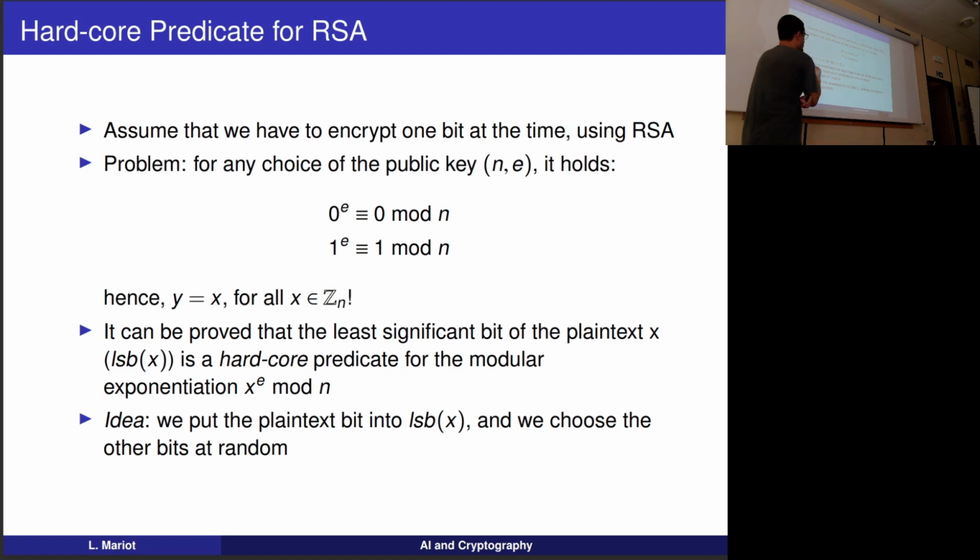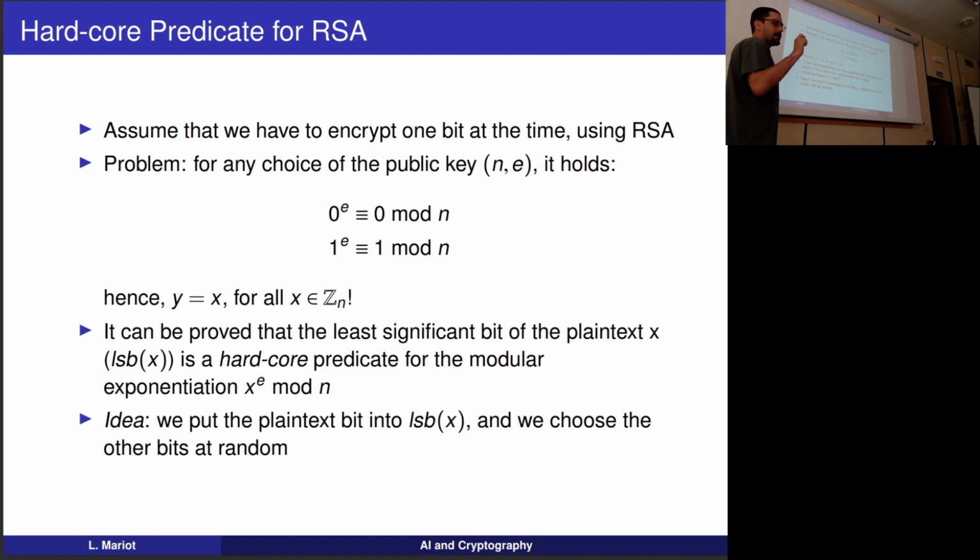So it can be proved that the least significant bit of the plaintext of RSA is a hardcore predicate for the modular exponentiation operation, so x to the power of e modulo n. So if we encode our plaintext x in the residue class ring Zn, then the least significant bit of this bit string is a hardcore predicate in the sense that we defined in the previous slide.